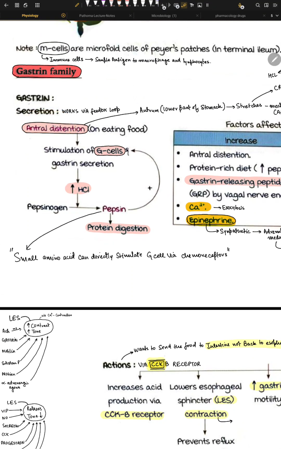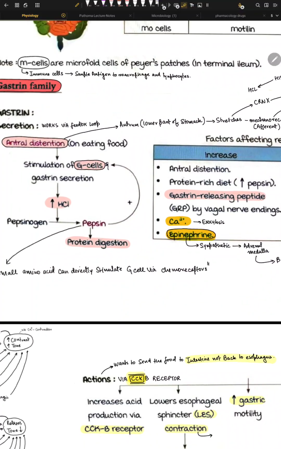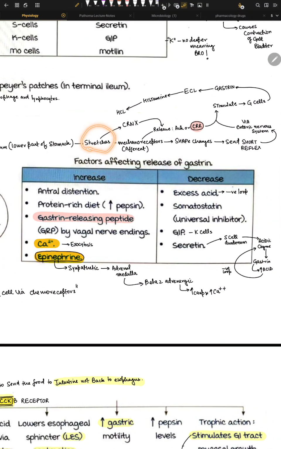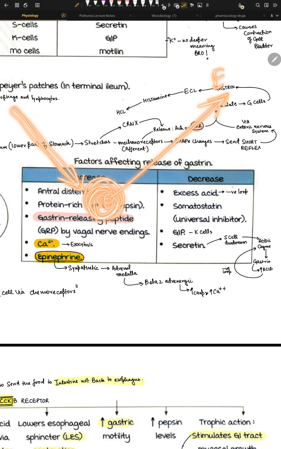What happens when antral distension happens? The antrum, the lower part of the stomach, stretches. Now we have mechanoreceptors, and they are afferent. We have two types of fibers, afferent and efferent, and the body of a neuron right here. Afferent is providing information to it. Efferent is providing information from it. That is efferent, E and A.